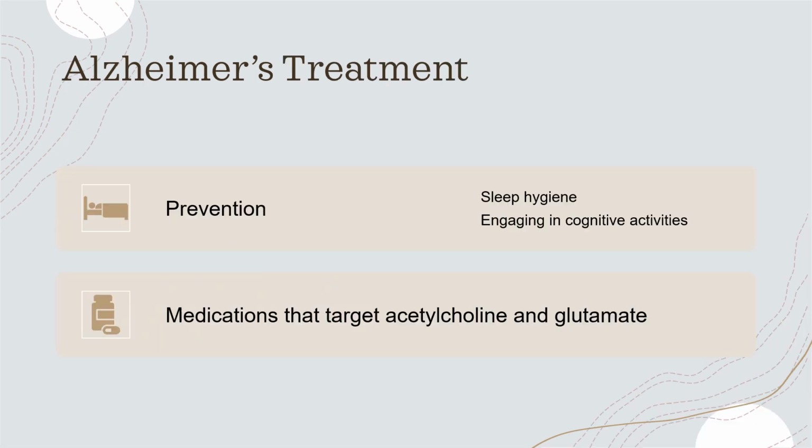Okay. As far as treatment for Alzheimer's, really the best treatment is prevention. So things like sleep hygiene are incredibly important. Even given everything I just said, the fact that we don't know necessarily which one is cause and effect, there's still really good evidence that if you're practicing proper sleep hygiene, trying to get the best sleep that you can, that is going to decrease your chances of developing Alzheimer's.